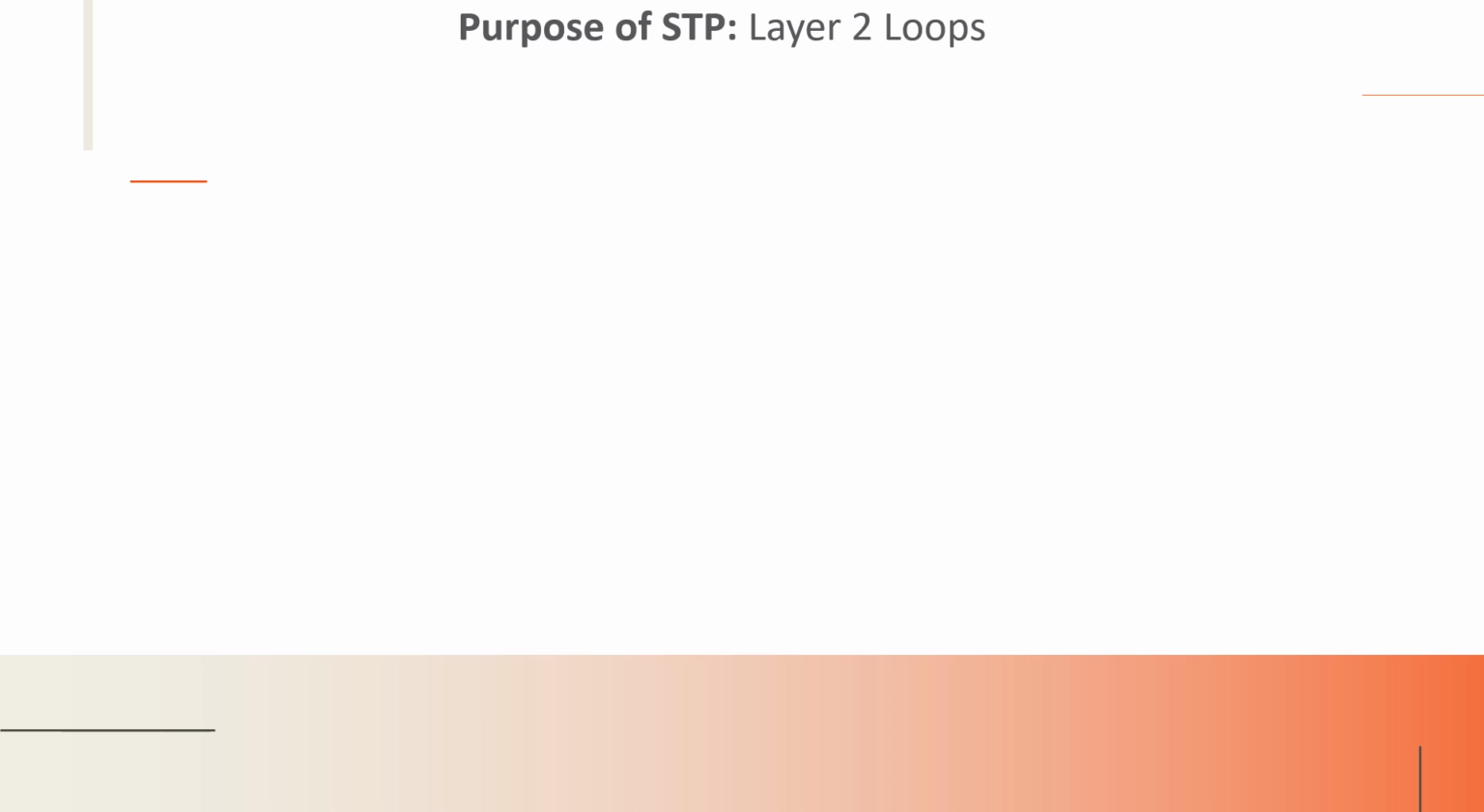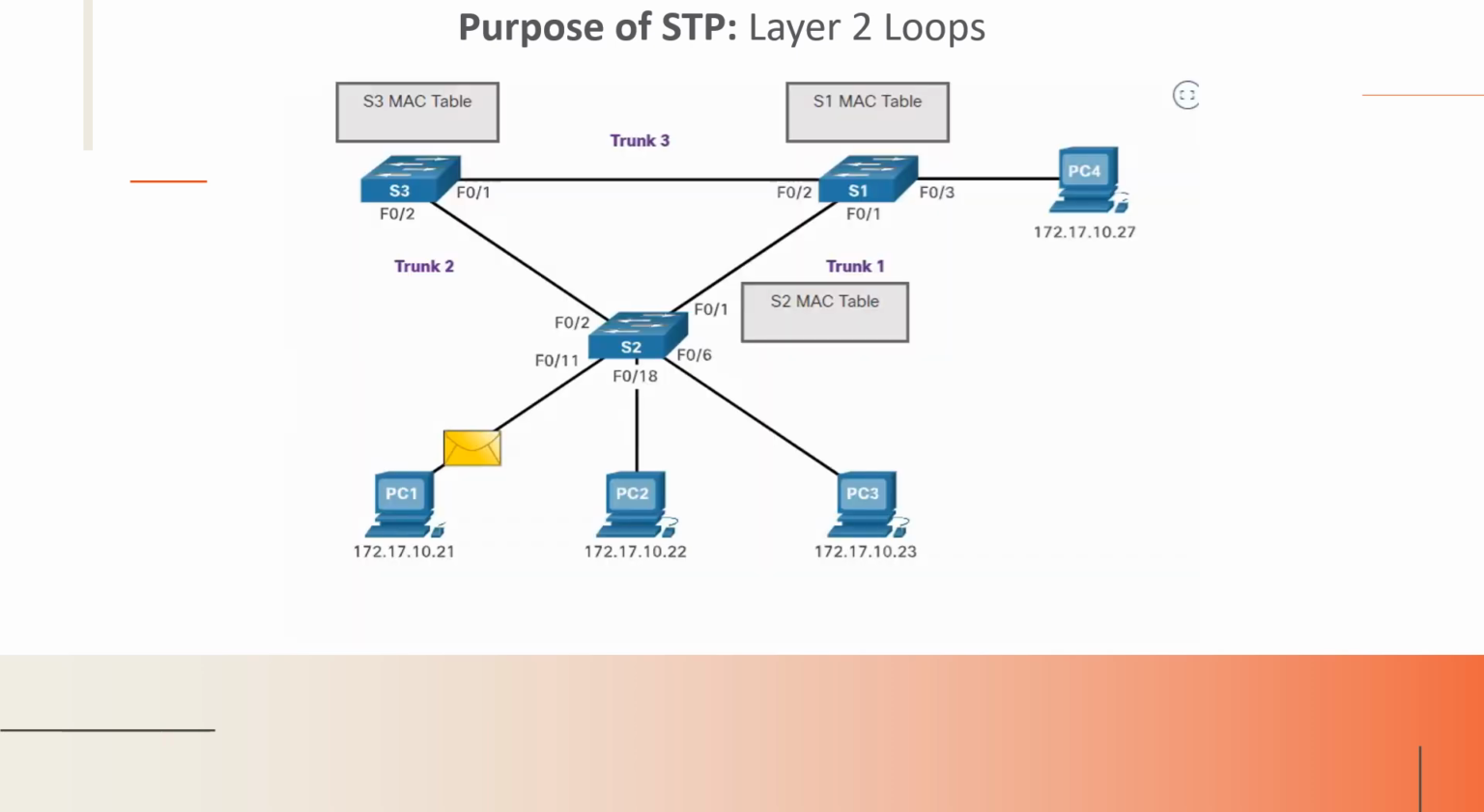A non-unicast frame is when the switch does not have the destination MAC address in its MAC address table and must forward the frame out all ports except the ingress port. And here there is an animation to see how the loops will be caused by the broadcast.